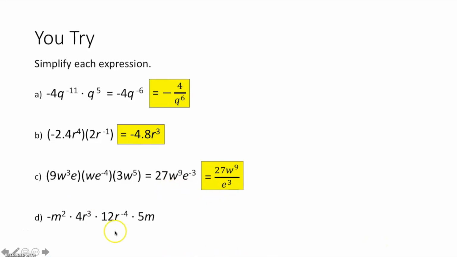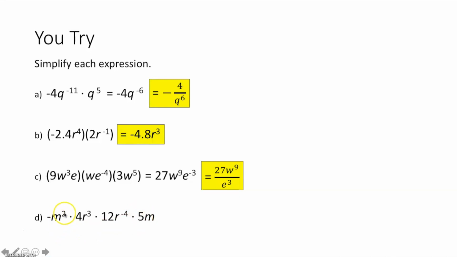Lastly, we have negative m squared times 4r cubed times 12r to the negative 4th times 5m. So again, we want to multiply all of the coefficients together, then we'll deal with the variables. So here we have a negative 1 times 4 times 12 times 5. So that should be negative 240.